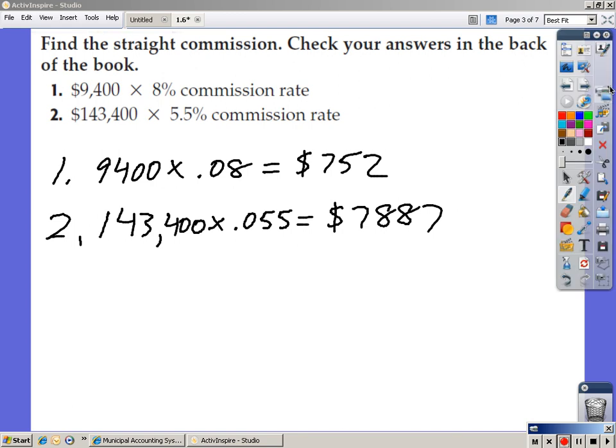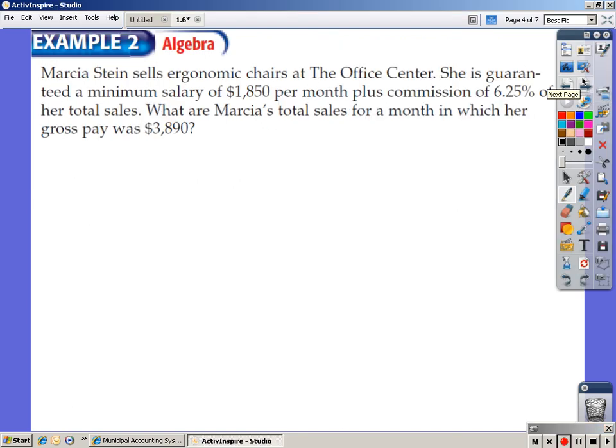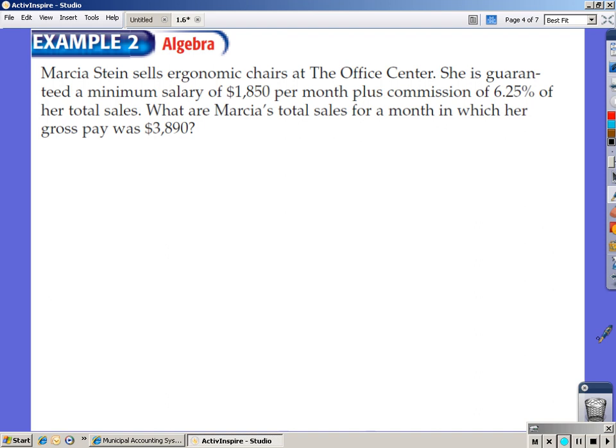Let's take a look at the second example. It says Marcia Stein sells ergonomic chairs at the office center. She is guaranteed a minimum salary of $1,850 per month plus commission of 6.25%. Okay, plus. She gets both of them. She gets commission on her total sales. What are Marcia's total sales for the month in which her gross pay was $3,890?